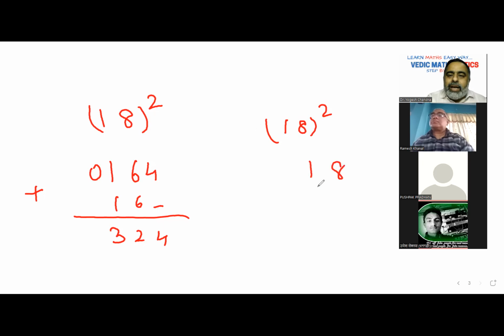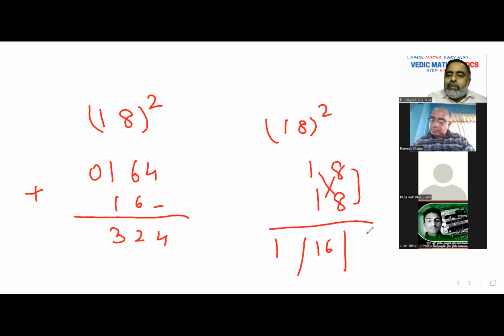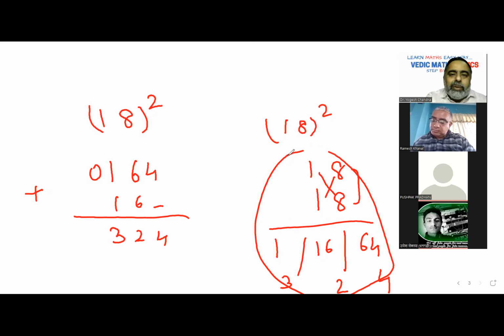Crisscross multiplication works like this. Left multiplication gives 1, then cross multiplication gives 16, and then right multiplication is 64. So 4, 16 plus 6 is 22. So 2 and 2 goes here, so 324. So this is crisscross multiplication, or Urdhva Sutra multiplication. That is not our topic right now.